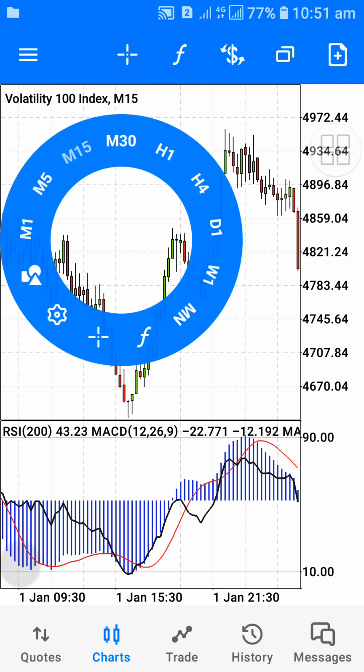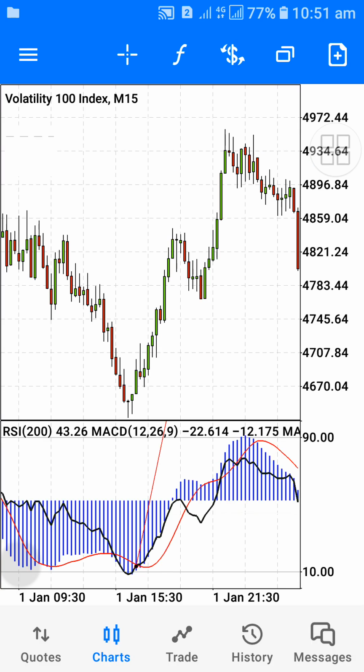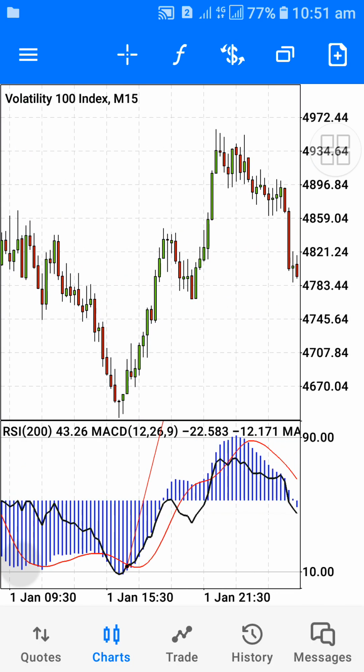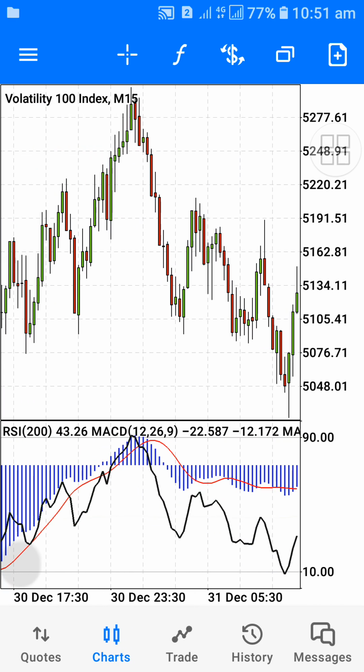So this is the first condition we're looking for. Wait for the market to get to this level, level 10. Then let the two lines twist, and then you can buy from there. If I backtest, you can see it has been happening so many times. It's such a powerful strategy, and the good thing is you can use this for any of the volatility pairs.